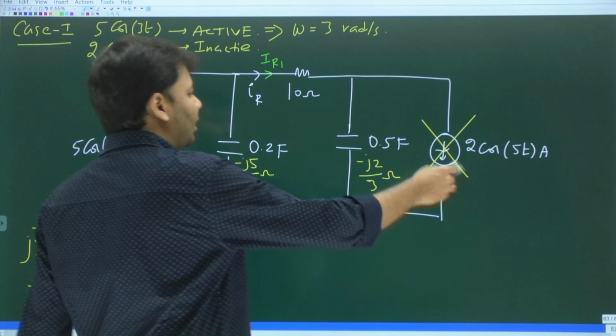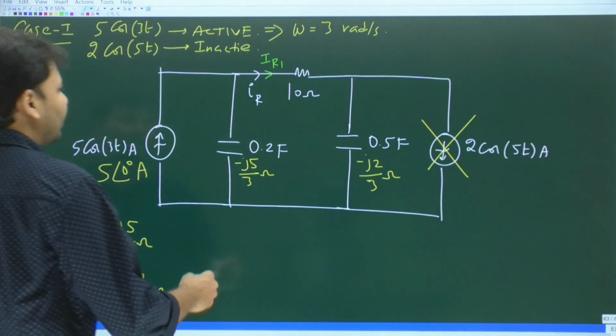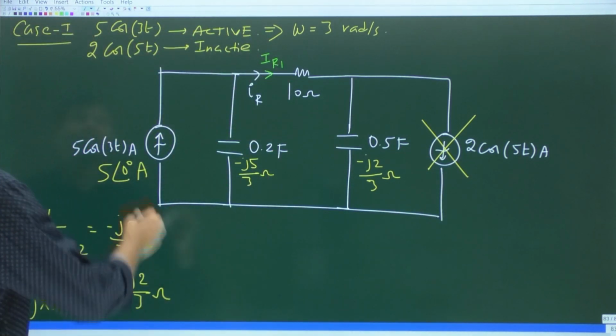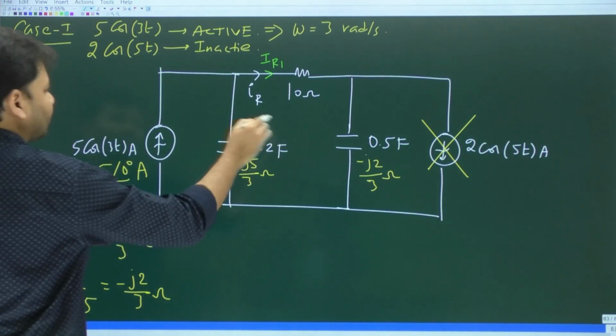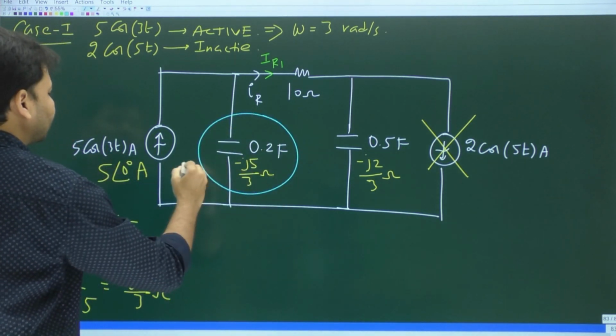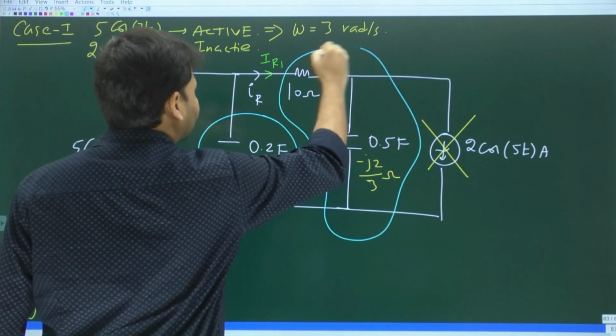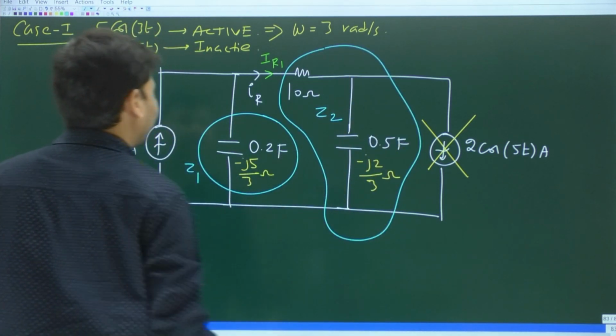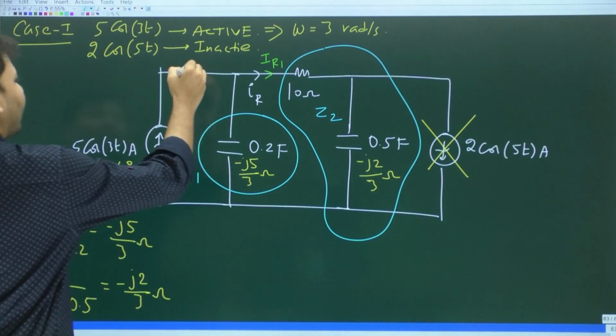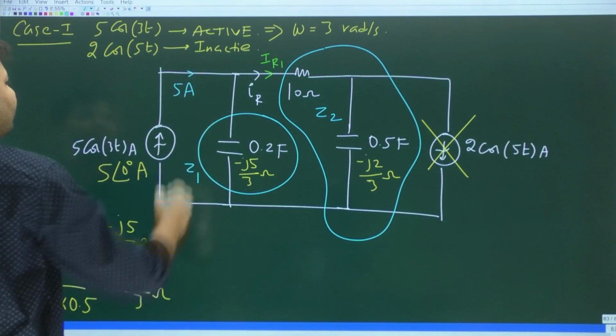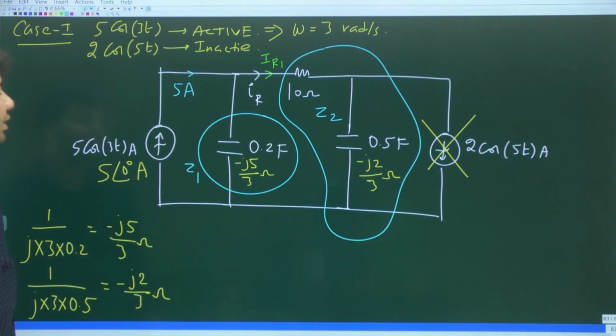Remember, this current source has become open. Is it not current division here? Because if you observe, this is one impedance, let it be Z1. The other impedance, let it be Z2. And this current is 5 amperes, because 5 at an angle 0 degrees is 5 amps.